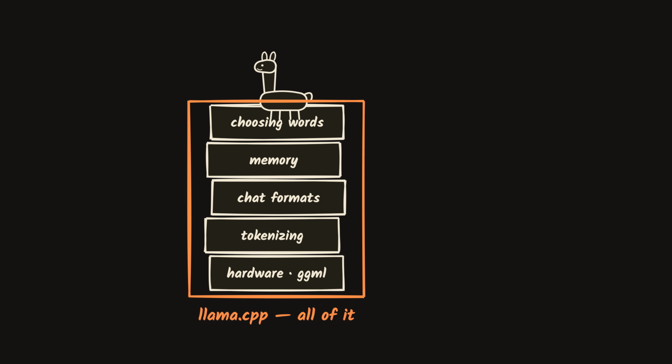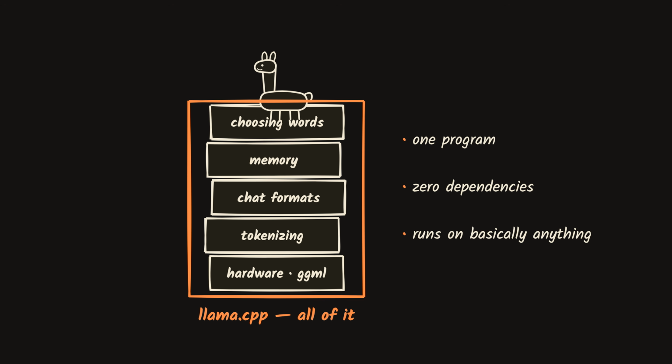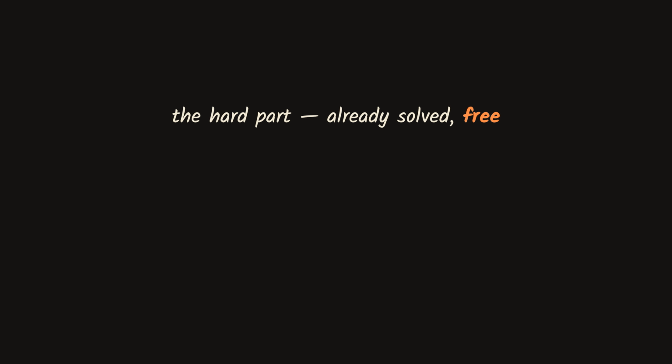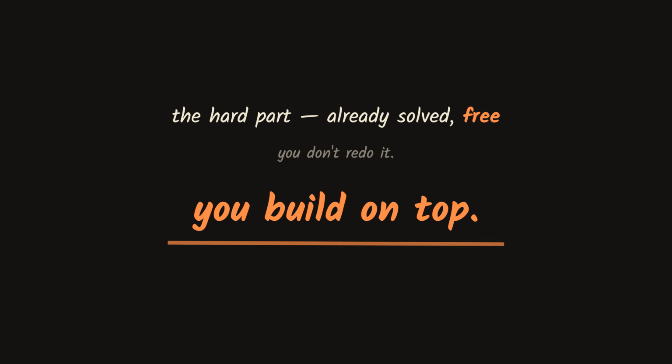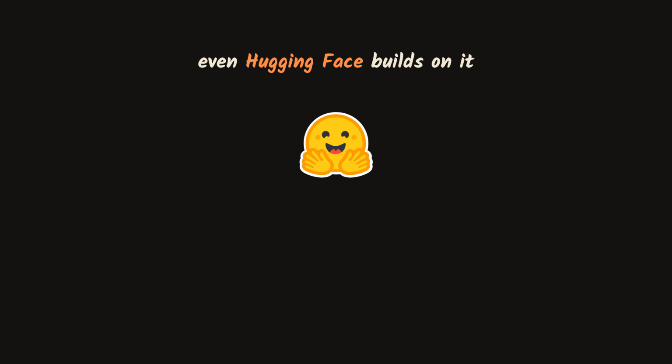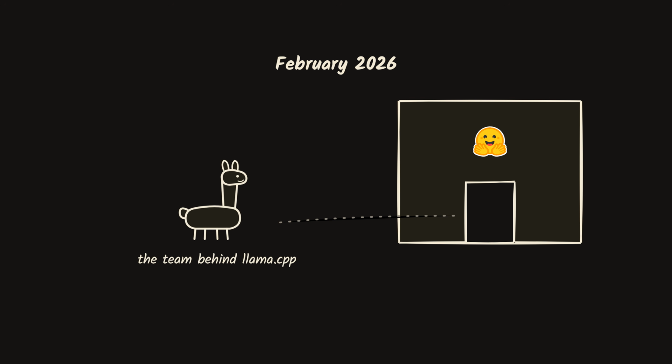Llama.cpp does all of it in one program with no dependencies that runs on basically anything. When the hard part is already solved and free, you don't redo it. You build on top. Even Hugging Face builds on it. Hugging Face is the hub where nearly all of these open models get downloaded from, and earlier this year, the team behind Llama.cpp joined them. They'd already been collaborating closely. This just made it official.